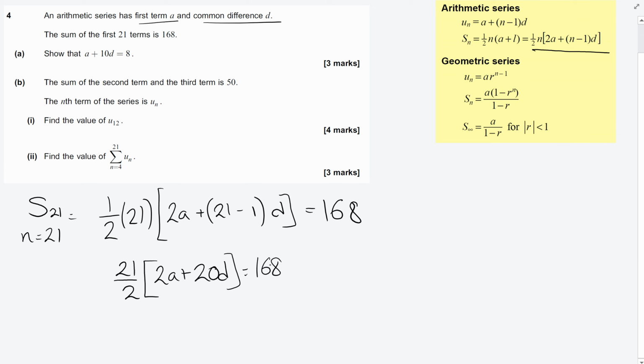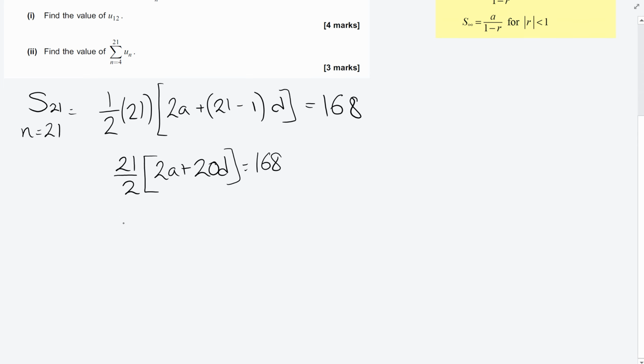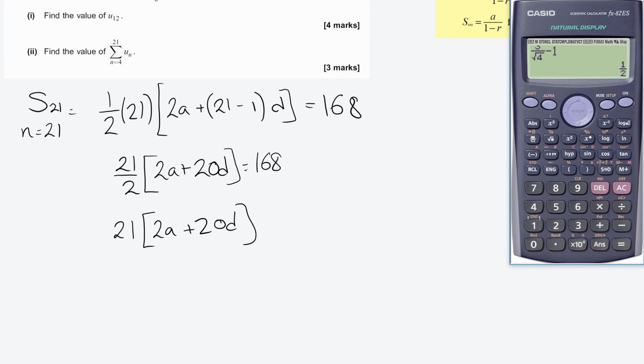So we must be close here. Show that a plus 10d equals 8. So we want to try and get all of our a and our d on the left hand side and just a number value on the right hand side. And again, I'm just going to take my time with this. So I'm going to rearrange this, multiply both sides by 2 to start with. So I've got 20d here, and I'm multiplying 168 by 2.